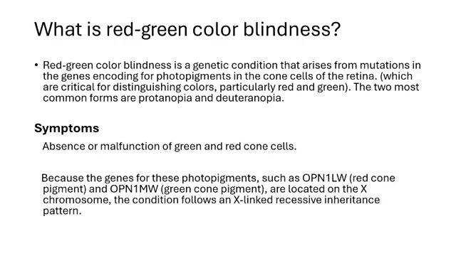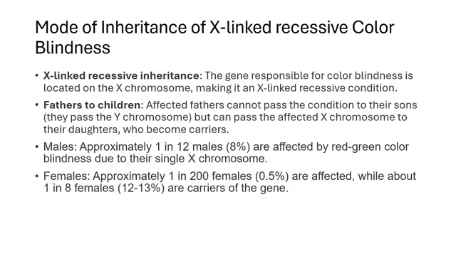Mode of inheritance of X-linked recessive color blindness. X-linked recessive color blindness follows an X-linked recessive inheritance pattern. This means the gene responsible for the condition is located on the X chromosome. Fathers to children: affected fathers cannot pass the condition to their sons. They pass the Y chromosome, but can pass the affected X chromosome to their daughters, who become carriers.